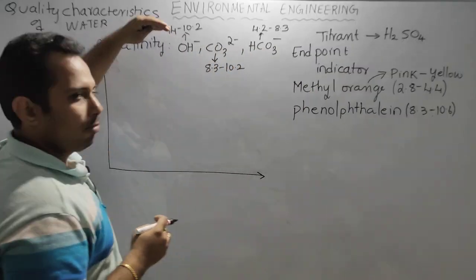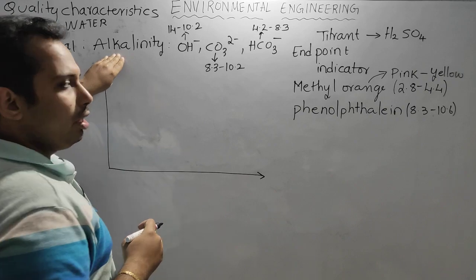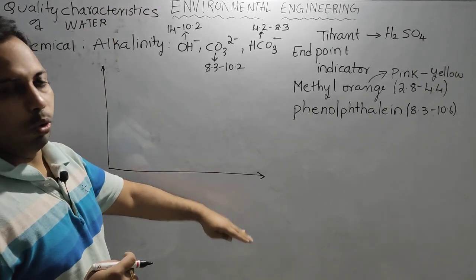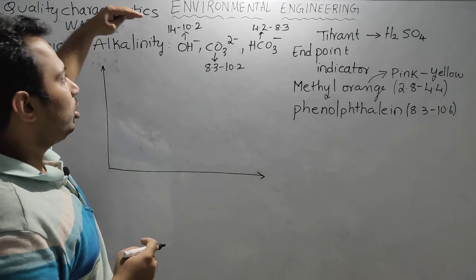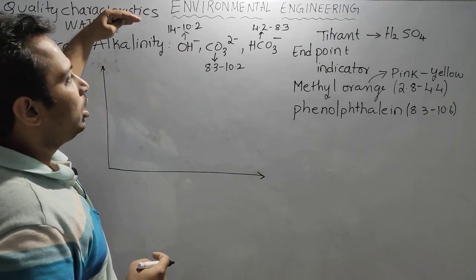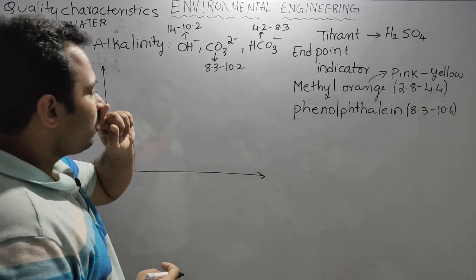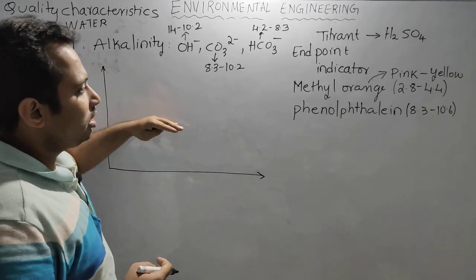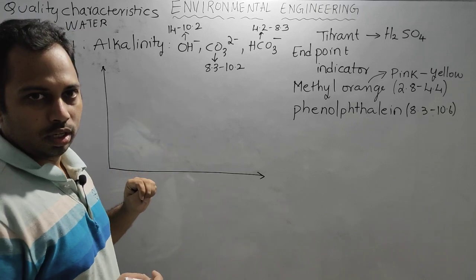So when you are doing titration, you have started from 14. This is alkaline water, so the pH will be high. Acidic water, the pH will be low. Now you have started from a higher pH, and if you add H2SO4, this pH will come down. At some stage it comes up to 4.4.